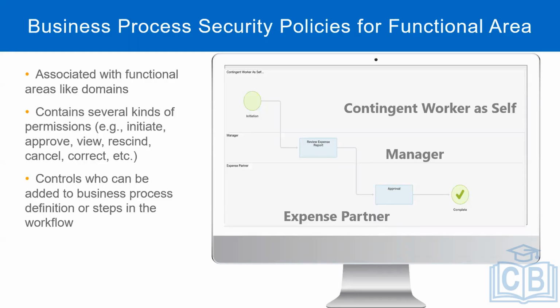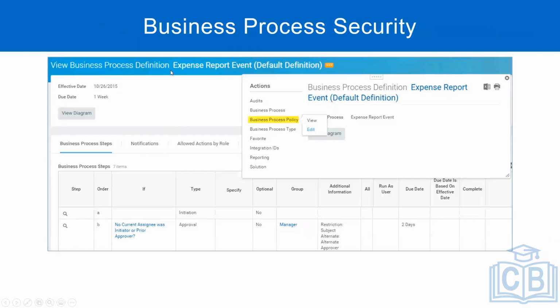How do we navigate to the business process security policy? You go to the business process definition. Here we are looking at the definition. Can you tell me what is the business process definition that we are looking at in this particular diagram? What is the business process definition we are showing in this particular expense report event? Expense report event, it is mentioned. Here, it is the expense report event business process definition that we are looking at.